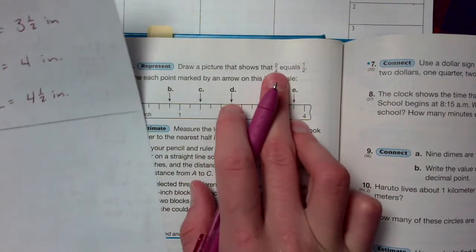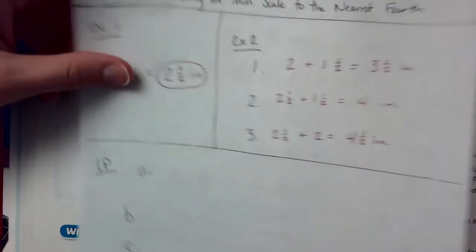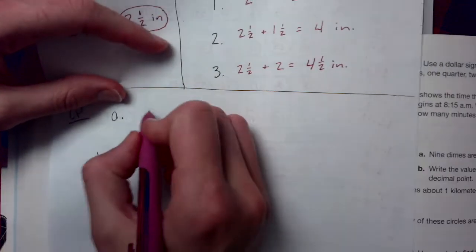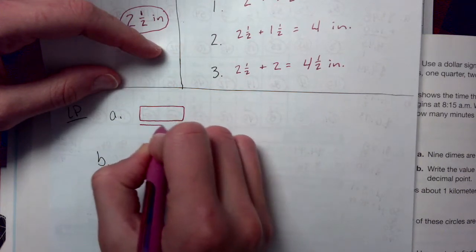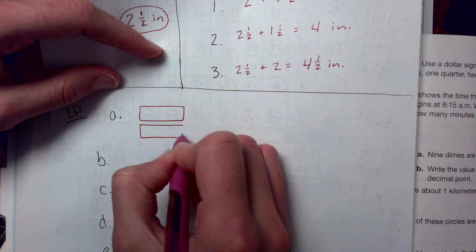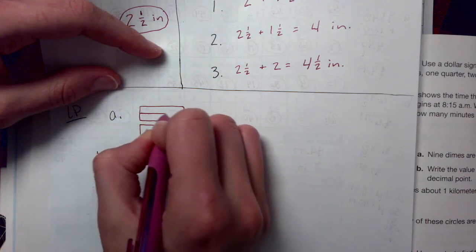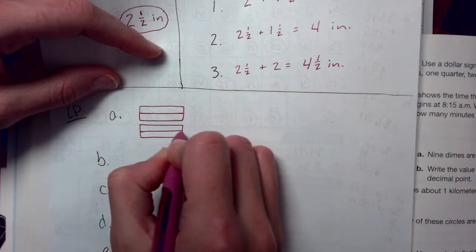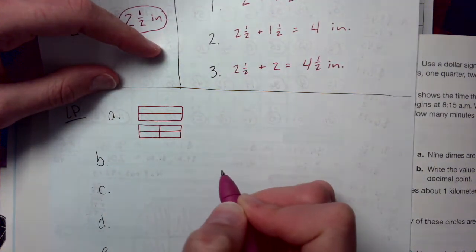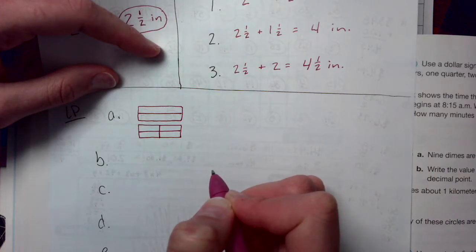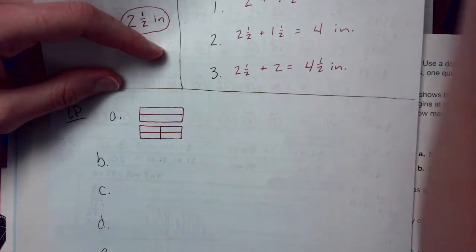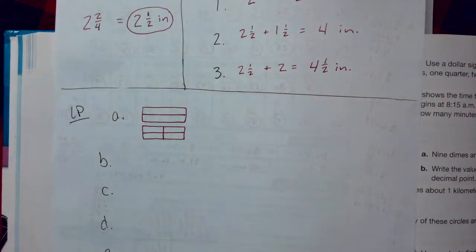Then let's look at our lesson practice. A says, draw a picture that shows that 2/4 equals 1/2. So we saw the circles before, so I'm going to just go ahead and draw two rectangles on top of each other. I'm going to divide this one in half. I'm going to divide this one into fourths. Sorry, I didn't mean to do it that way. I meant to do it vertically. Let me get my white out for a second.